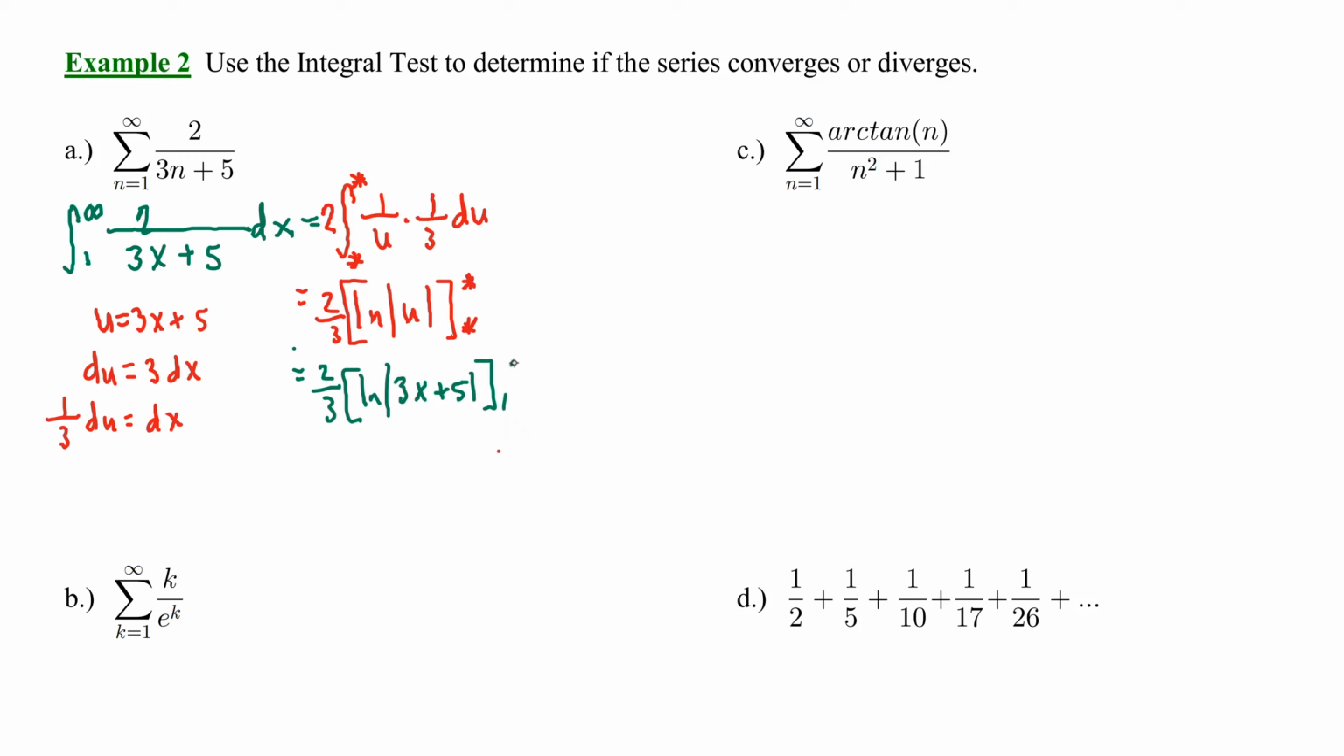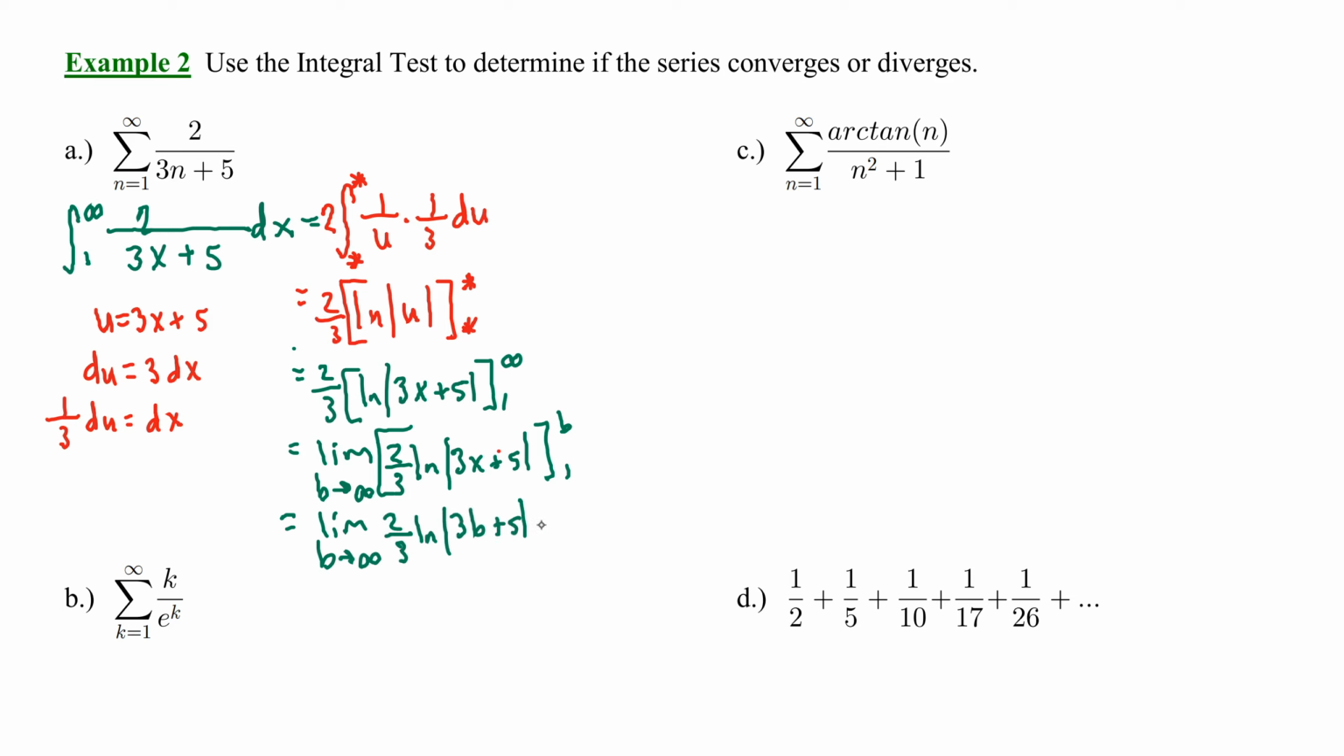integration. Now, one of those limits of integration is infinite. So this is an improper integral. We need to make it proper using our limit operator. So we'll do limit b approaching infinity of 2/3 times the natural log of the absolute value of 3x plus 5 from 1 to b. If we evaluate this from upper limit to lower limit, we'll have 2/3 times the natural log of the absolute value of 3b plus 5 minus 2/3 natural log 3 plus 5 will give us 8.